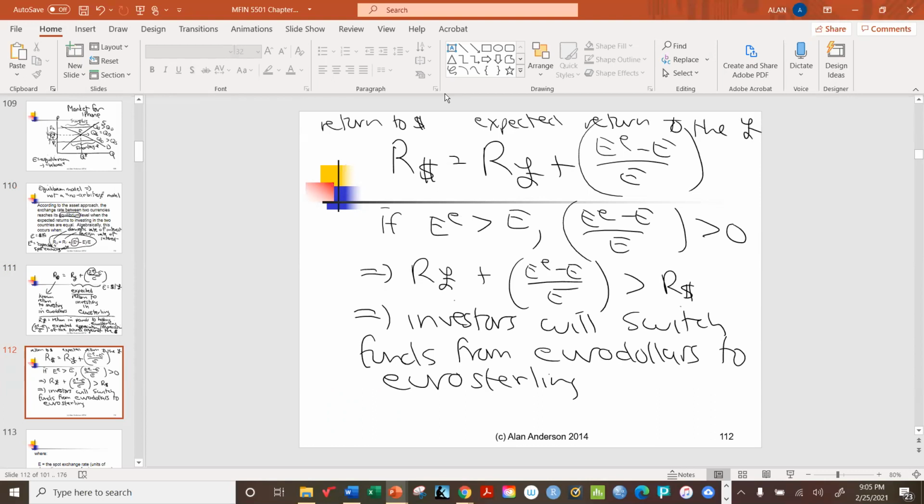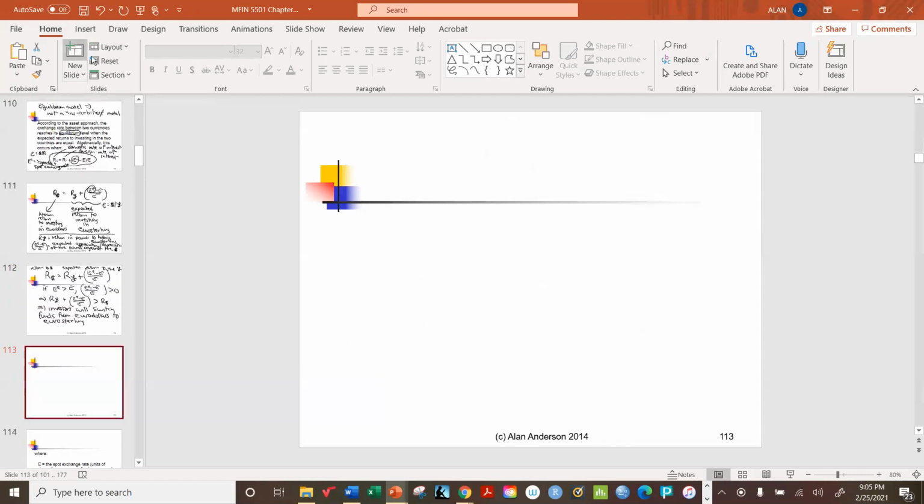So if this EE is greater than this E, this entire expression in parentheses is positive. The right-hand side of the equation will be greater than the left, which means you're better off holding euro sterling than euro dollars. And according to the model, as people switch their funds, these will adjust until the two sides are equal to each other again. Okay. Now, what if the opposite is true? We have this as our starting point.